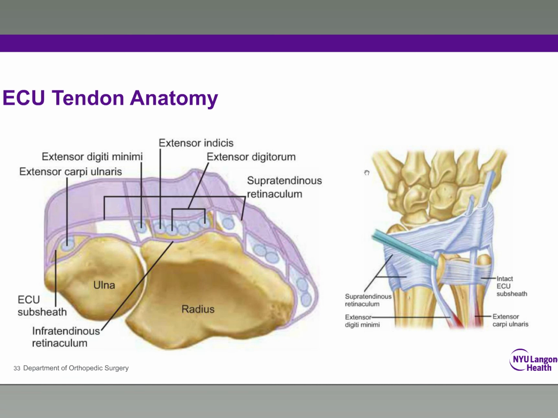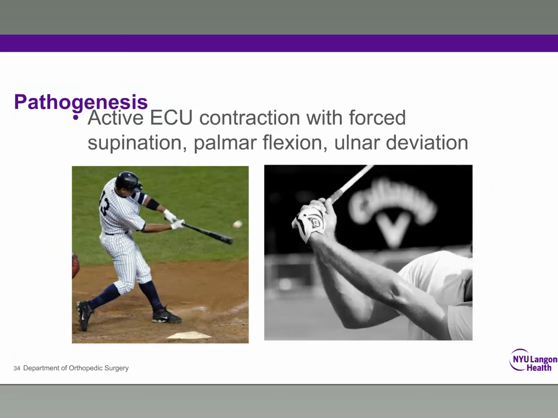And lastly, we're going to talk about ECU tendonitis and ECU subluxation. Now, the ECU has a unique anatomy of the extensor tendons, where you have the extensor retinaculum that forms the 6 compartments, but there's a separate subsheath that keeps the ECU in its fibroosseous tunnel riding along the dorsal aspect of the ulna. And it's disruption of this fibroosseous tunnel which leads to symptoms.